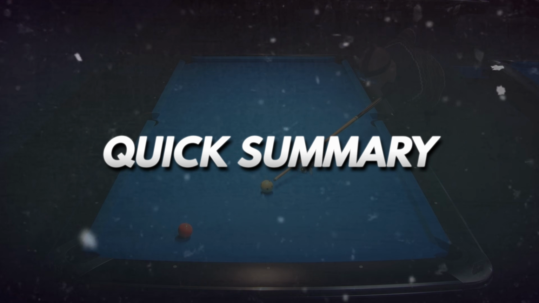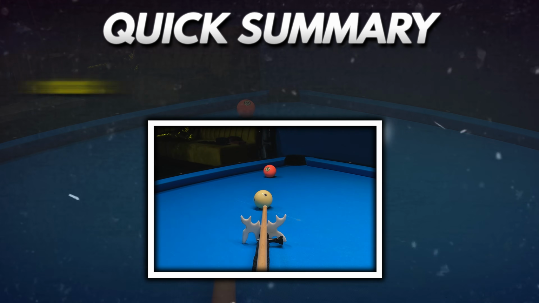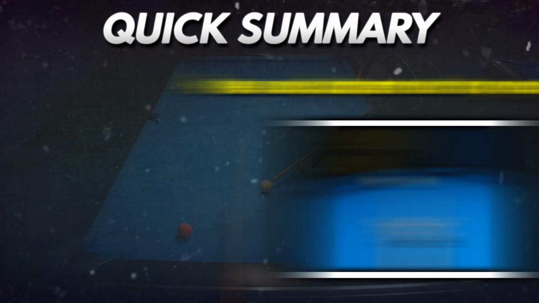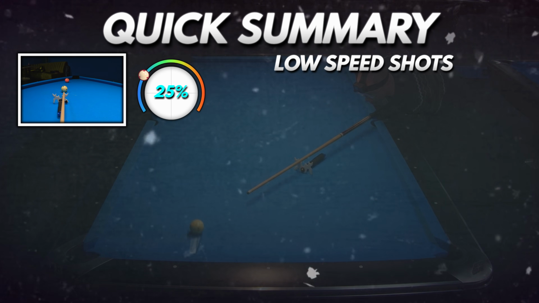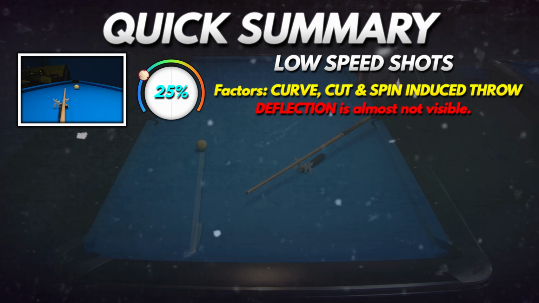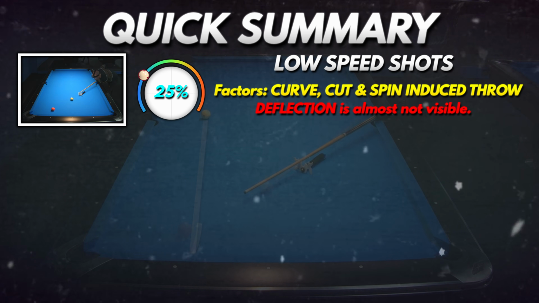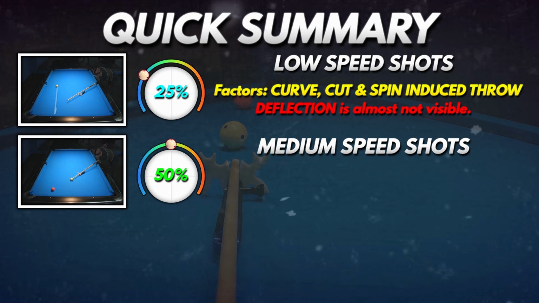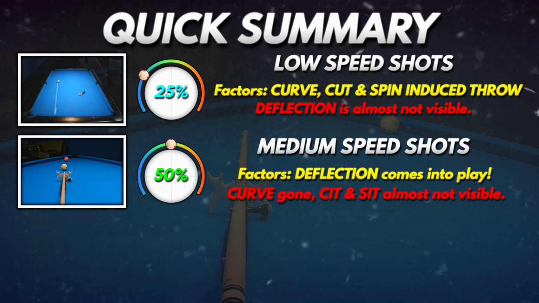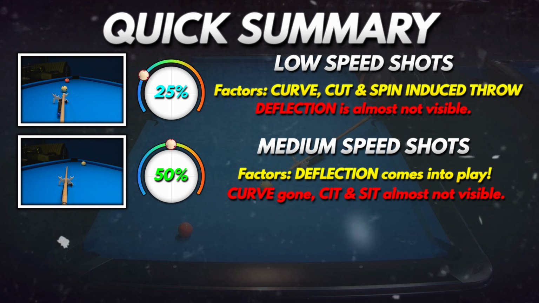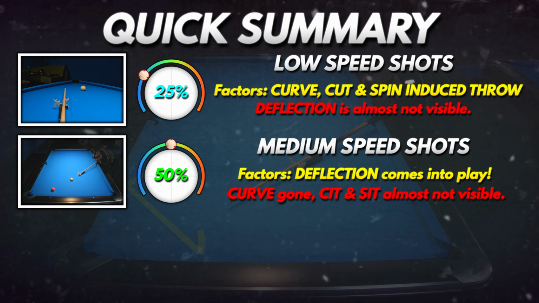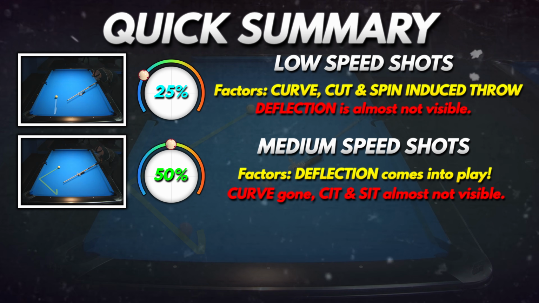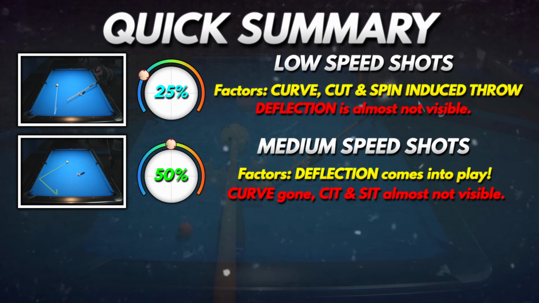To summarize this episode, we can clearly say that we had to use some kind of adjustment in aiming during each shot. During low-speed shots, we encountered factors such as curve, cut-induced throw and spin-induced throw, depending on the spin we used. When shooting with medium speed, then curve and cut and spin-induced throw are just gone, but during side spin shots we were dealing with another factor called deflection, which required from us a slight adjustment in aiming.